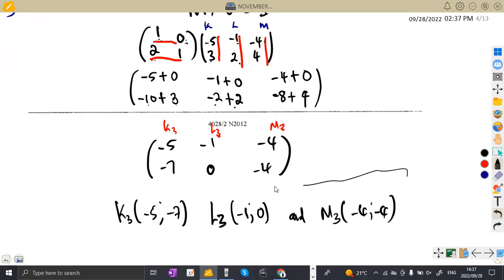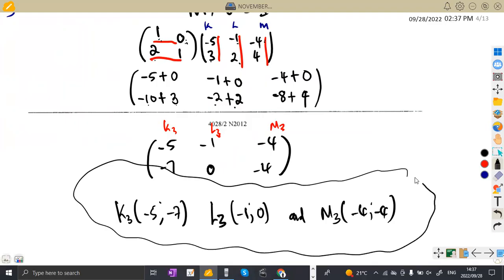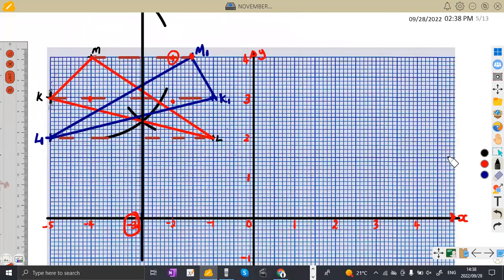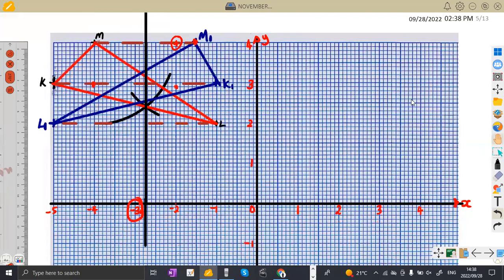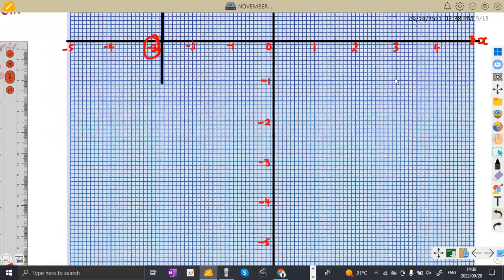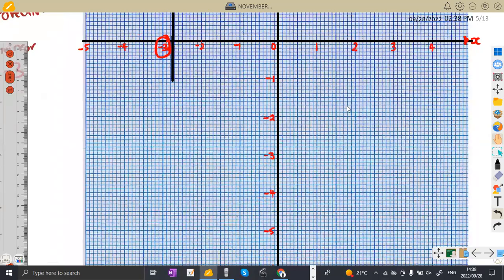So using these coordinates now, we are going to take these coordinates on our graph. Then we can draw our triangle. So K3 is -5, -7. So -5, -7 is down here. Right, that's -5.